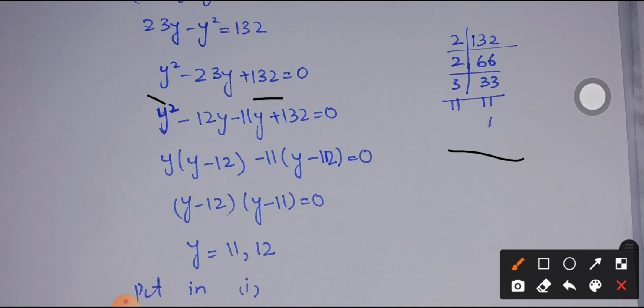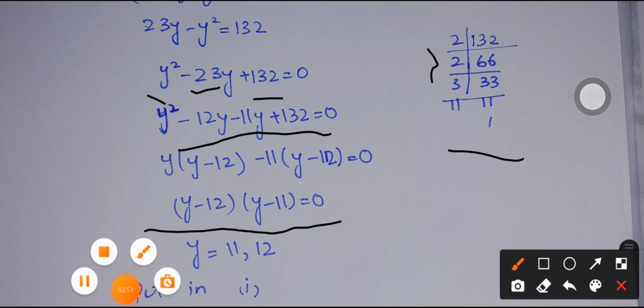Now we have to find 23, so we will find the corresponding factors. 2 into 2 is 4, 4 into 3 is 12, so this 12 and 11 could make 23, and their product will be 132. So the terms are going to be minus 12y, minus 11y plus 132. Now the final factors are y minus 12 into y minus 11, so y is equal to 11 and 12. If you want to use the quadratic formula, you can, and at the end you will get the same answers, that is 11 and 12.